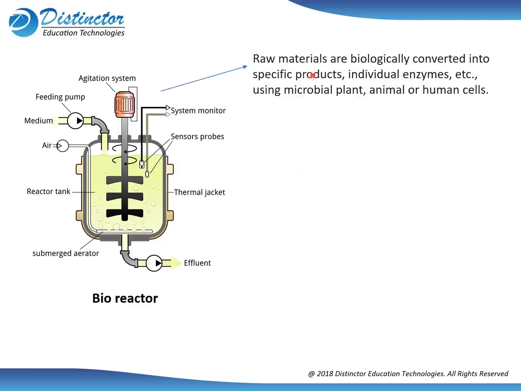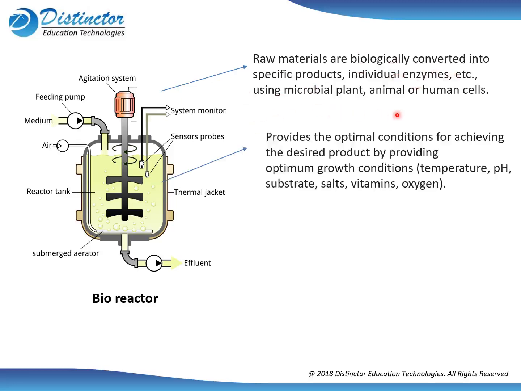In bioreactors, raw materials are biologically converted into specific products, individual enzymes, etc., using microbial, plant, animal or human cells. They provide optimum conditions for achieving the desired product by providing optimal growth conditions. The bioreactor has equipment, and each one maintains a particular temperature, pH, salt, vitamin and oxygen level. Each is controlled in a normal way, and that leads to the growth of microbes in larger numbers.